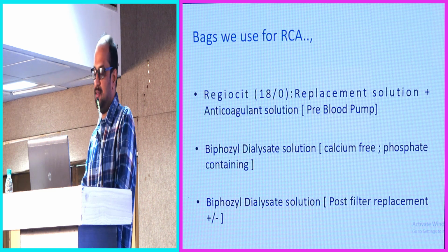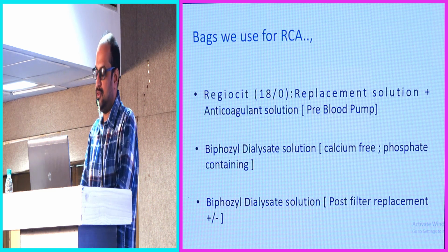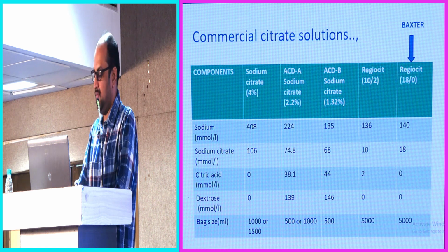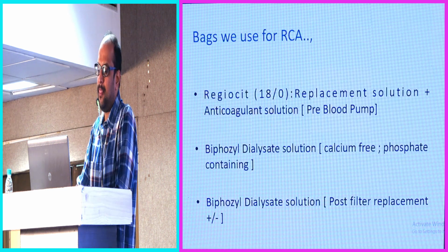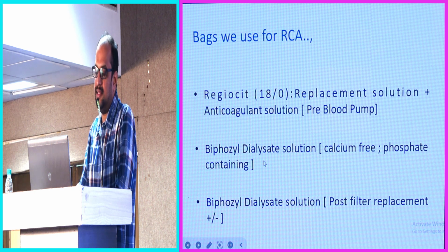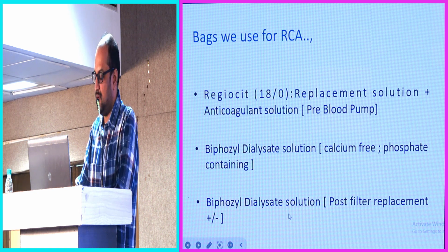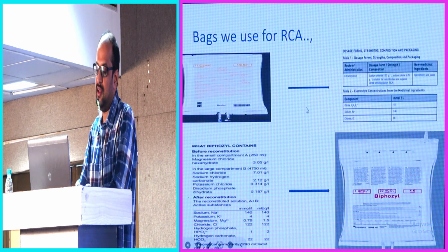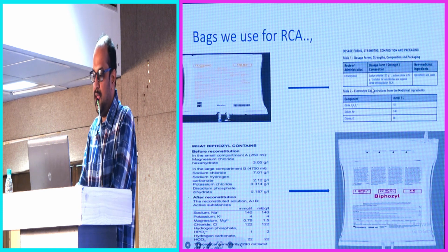And before going to discuss those aspects, we need to know about the bags that we use for citrate. These are the available bags, multiple bags all over the world, but in India we are using as of now Residuocit, which is from Baxter, that we are also using in our hospital. This Residuocit is a replacement solution which is given in the pre-blood pump as an anticoagulant, and as a dialysate we use Bifossil. It is calcium free and phosphate containing. This dialysate solution Bifossil can also be given as a post-filter replacement fluid if you want to increase the effluent dose.